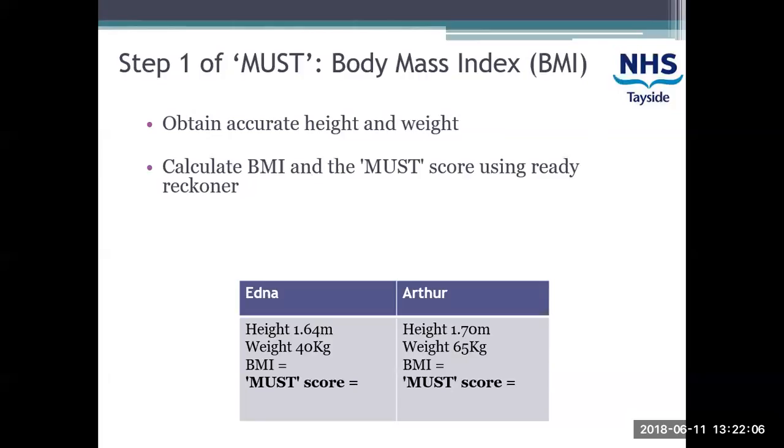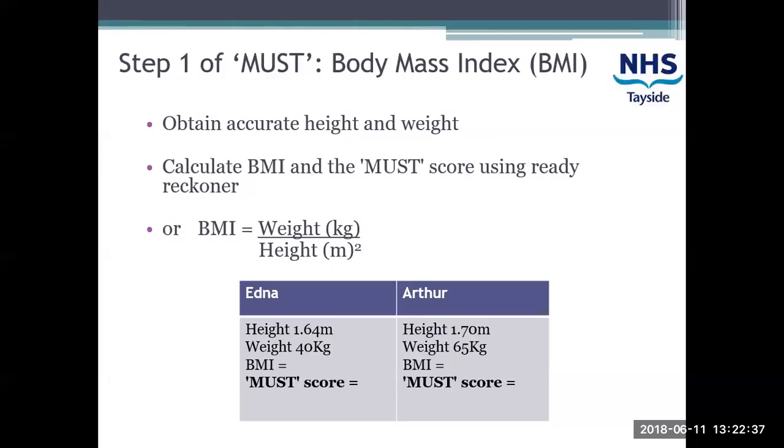There are tables that you can use as a ready reckoner to help work it out, or you can use the calculation. To work out your BMI, you want your weight in kilograms and your height in meters. What you do is use your height squared, so your height times your height in meters. Then you do your weight divided by your height squared. I hope that makes sense.